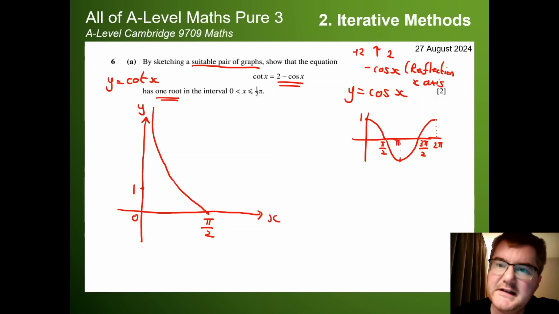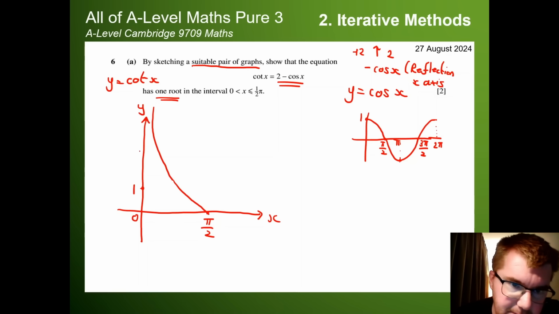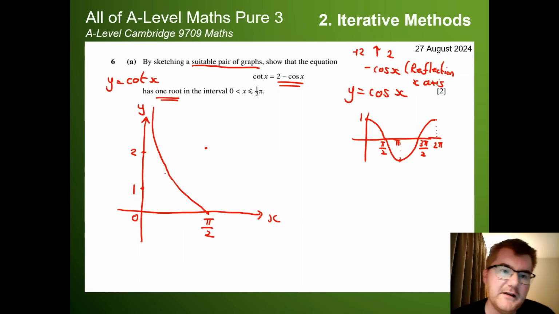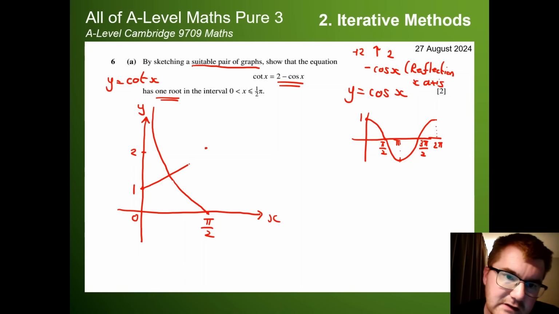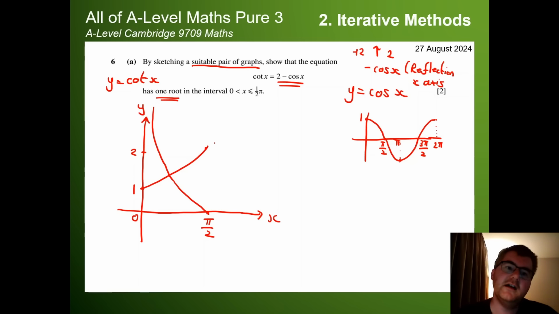If we take this particular point here, well, this is at 0, it gets reflected, it's still at this point, and then goes up by 2. So at pi over 2, it's going to be, let's mark in, say, 2 here. And so our graph here is going to go something that looks like this. So a slight curve here.